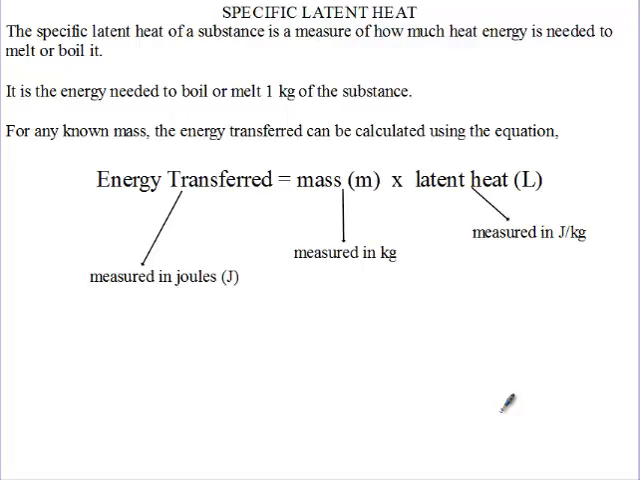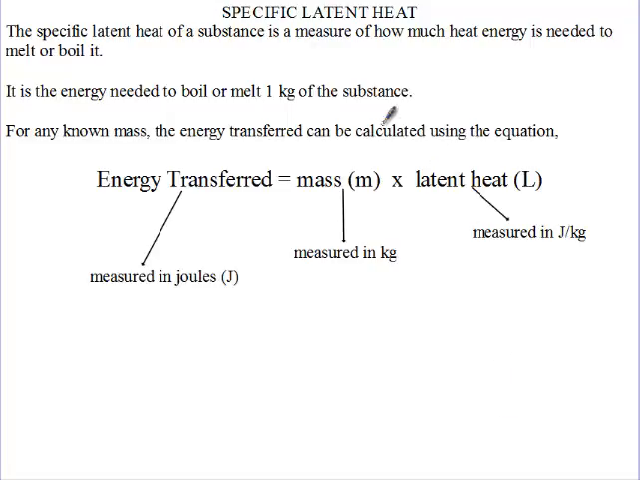Now, I keep saying that when matter is boiling or melting, the temperature does not change. That is what we call specific latent heat. So what is the specific latent heat of a substance?